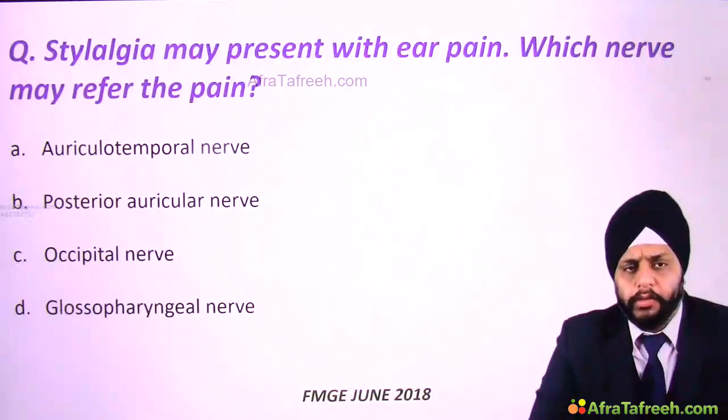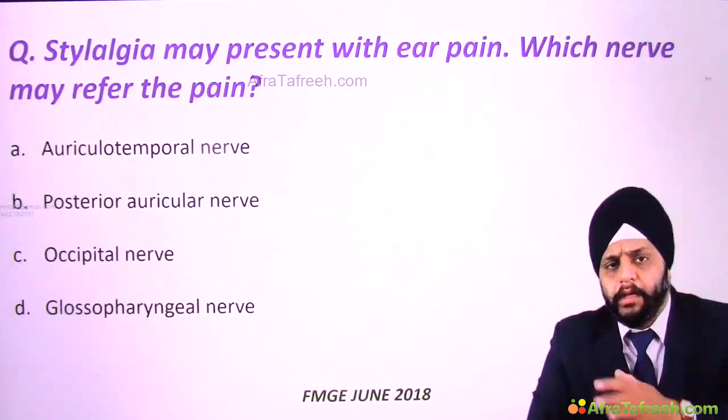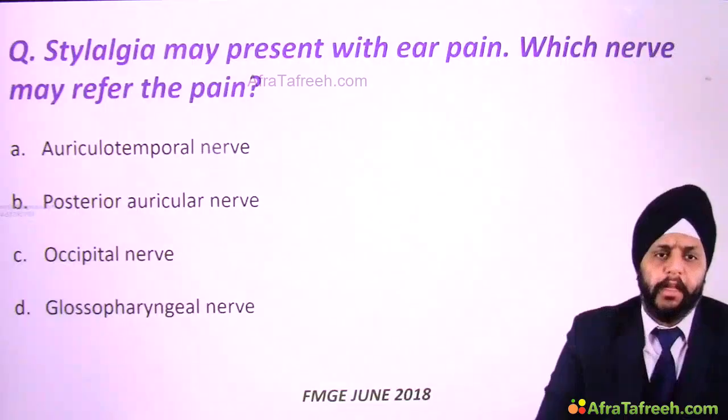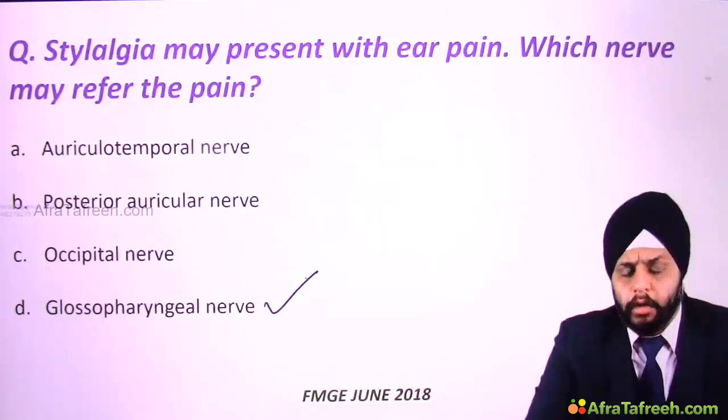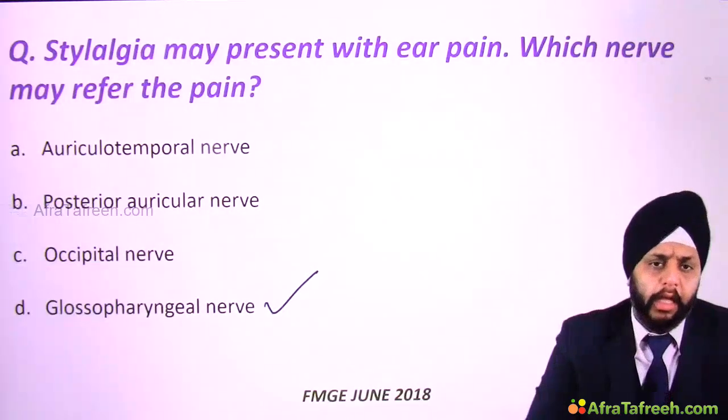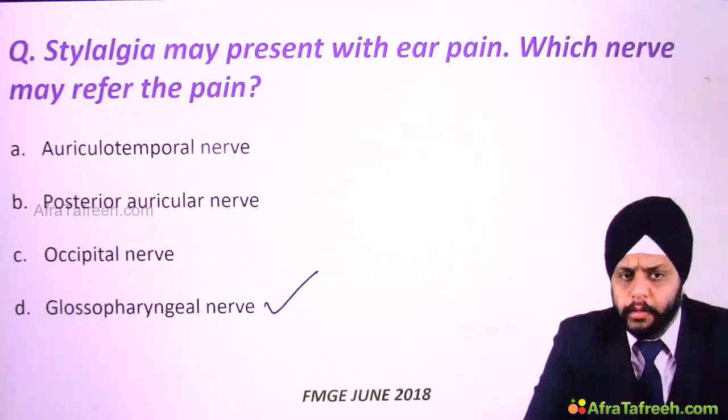Let's look at this question. Styalgia may present with ear pain. Which nerve may refer the pain? Once again, it is involving the ninth, the glossopharyngeal nerve, in the lateral aspect of the tonsillar fossa. So that is our answer to this question.